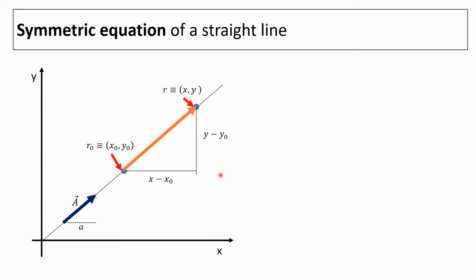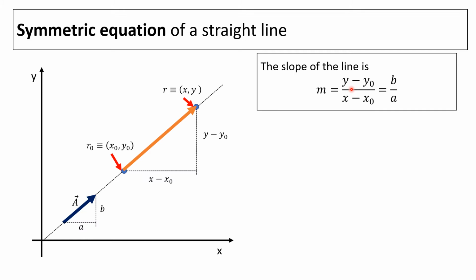So now let's say there is another vector, which is a, and this vector a is parallel to the vector r minus r0. And here, if you have this vector a and this vector in the orange color, r minus r0, to be parallel, it means the slope is going to be the same. So this just means that the slope is going to be equal to y minus y0 divided by x minus x0, and this is going to be equal to b over a.